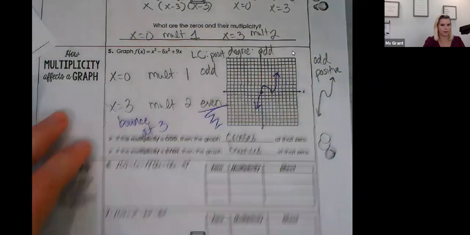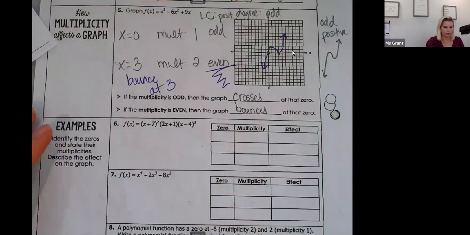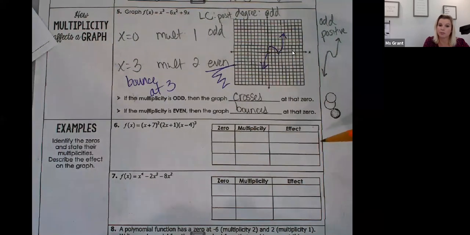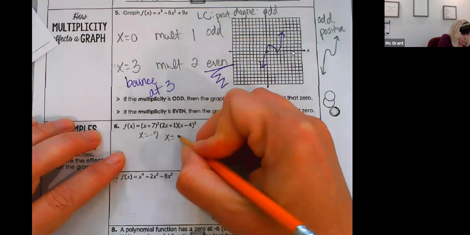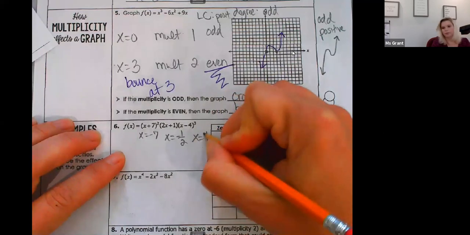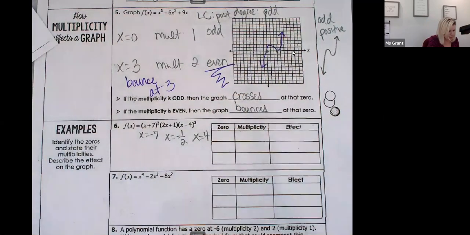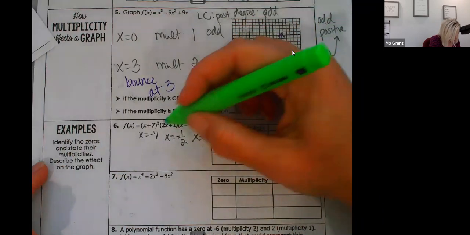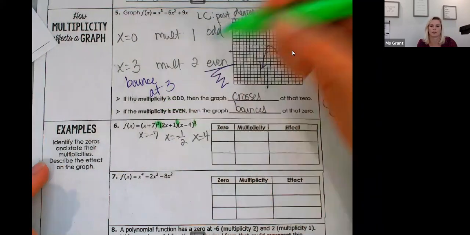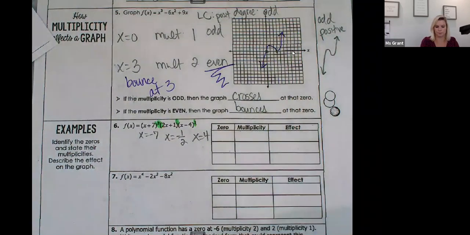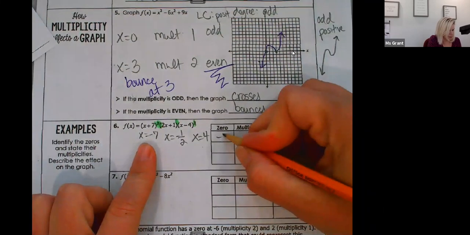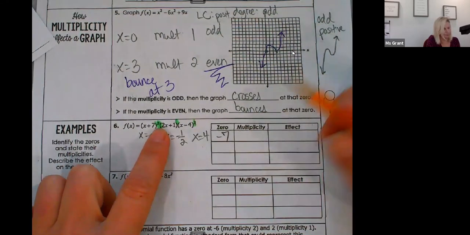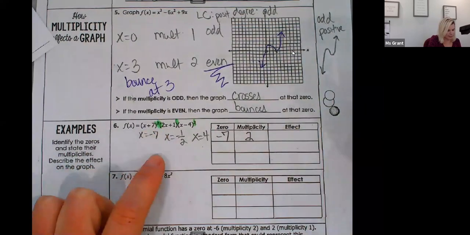Okay, going to number 6. Number 6, we have filled out this chart before, remember? The 0 is at -7, -1/2, and x equals 4. The multiplicity is right here. When my 0 is -7, my multiplicity was squared 2, and the effect is that it bounces.